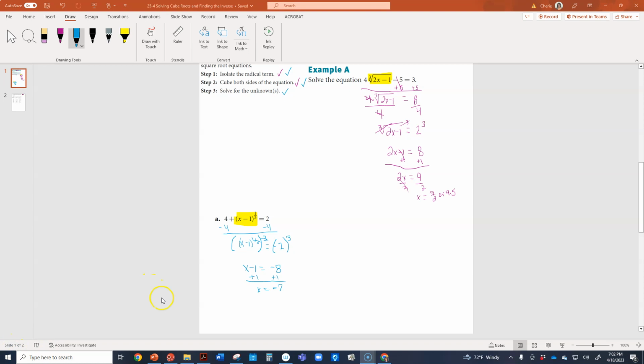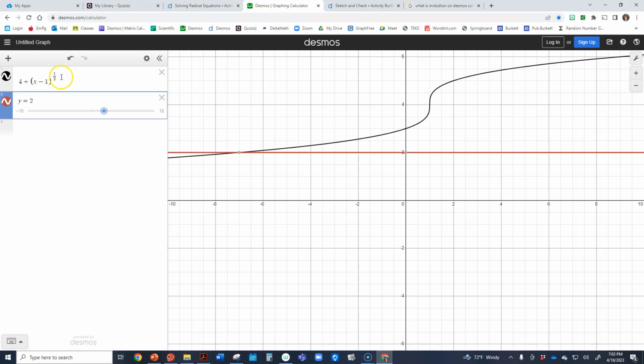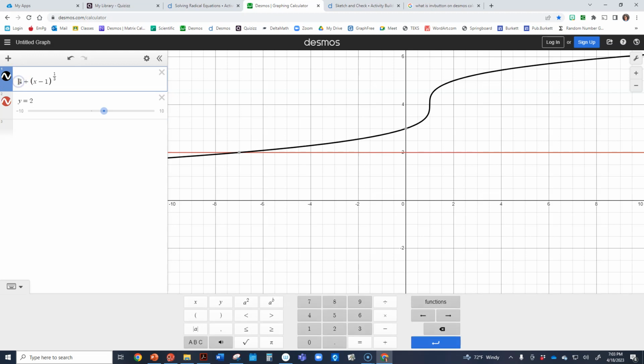And of course, you can also use Desmos to check your work. I put the left side on one line. I didn't put the y equals, but it's not a bad idea to always put y equals, simply because you have to put the y equals whenever you're putting in the constant. So just remember to put y equals.